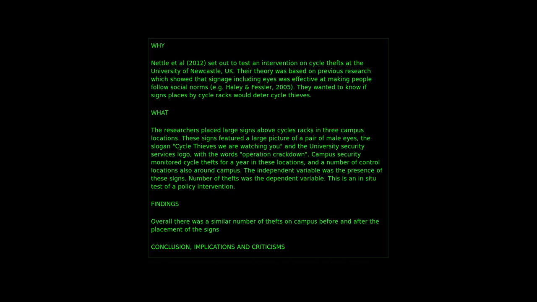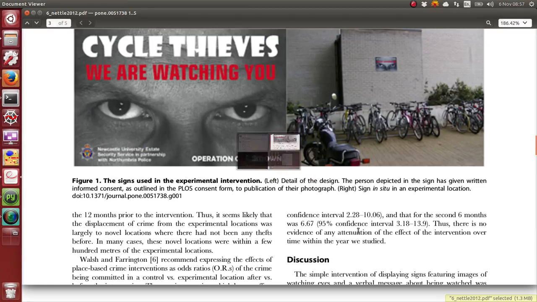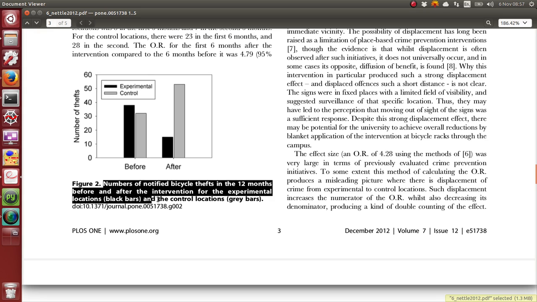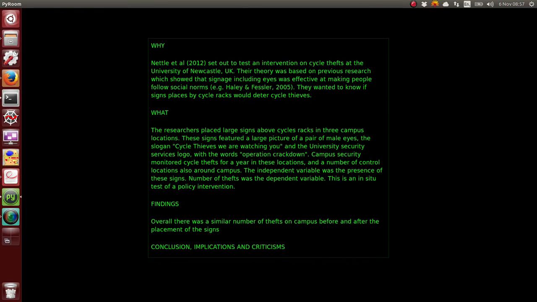Okay, this has made me realise that I have missed something out of the method, because they did measure before and after, didn't they? Here's the graph. Yeah, the 12 months before and the number of notified bicycle thefts before and after the intervention of the experimental control. So I missed something out of the design. Okay, what? Let's go back up.